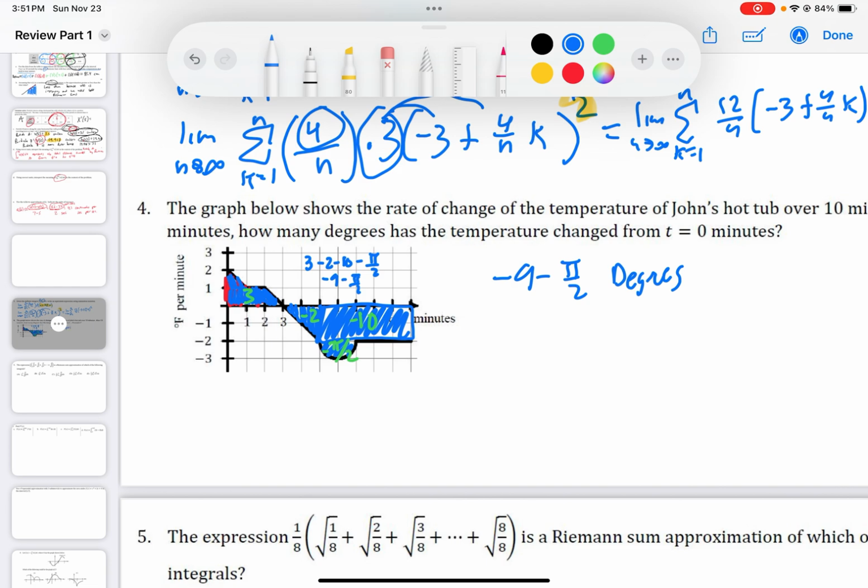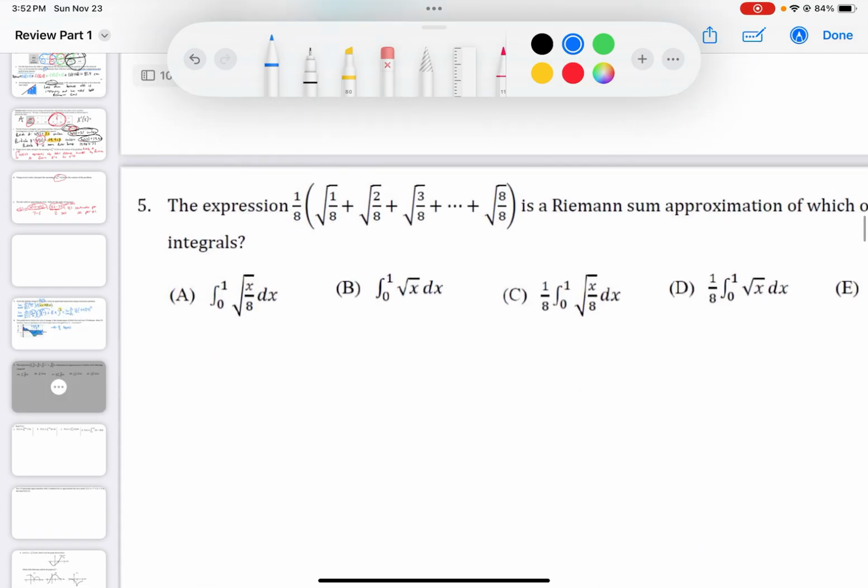So it went down overall. It got hotter, and then it got colder. They probably turned the heater off, and then it got cold. Or room temperature, approaching room temperature.